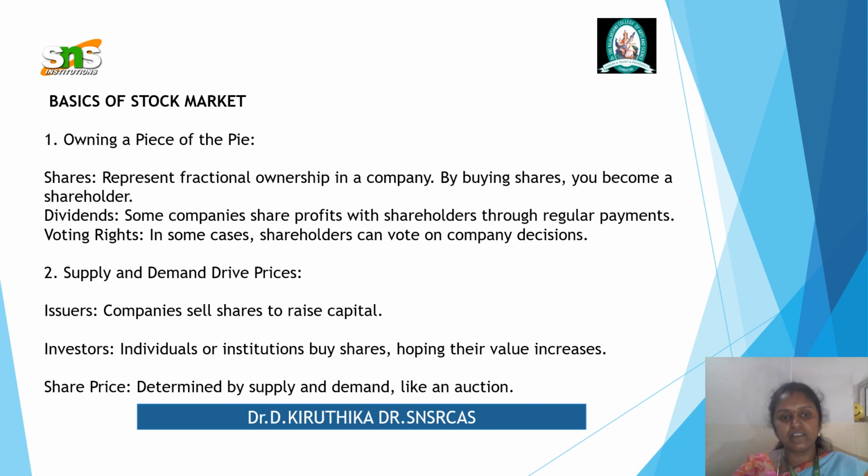And the next one is supply and demand drive prices. Issuers, the companies, sell shares to raise capital. Their main aim is to raise capital, for which they issue the shares. Investors, individuals or institutions, buy the shares hoping their value will increase. The share price is determined by supply and demand, like an auction.